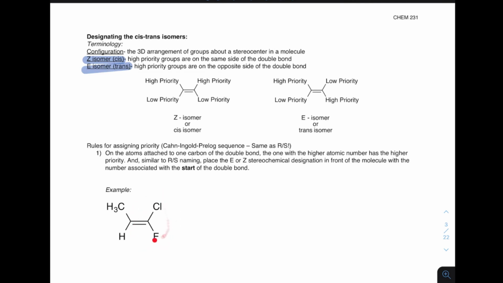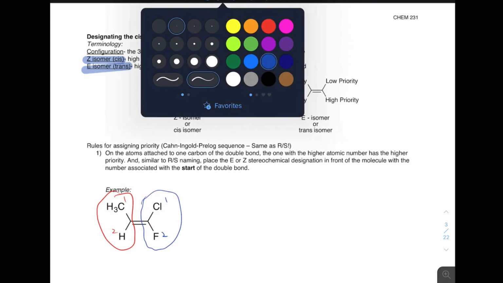So let's go through this example here really quick. So the general rules for assigning priority, right, is very similar to R and S, where looking at this side of the carbon first, we want to assign the priority based on the atomic number, right? So we know that chlorine, right, is bigger than fluorine. So we'd say that chlorine has the higher priority, right, it's 1, and fluorine is 2. And looking at this side of the molecule now, we know that carbon has a higher priority than hydrogen, right? So we know that the high priority groups are on the same side, so we know we have the Z isomer.